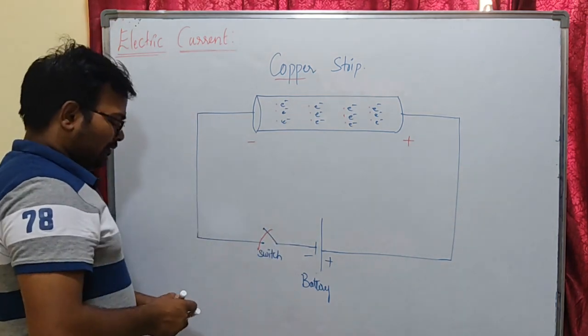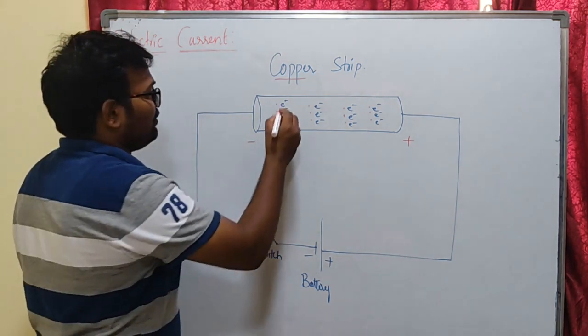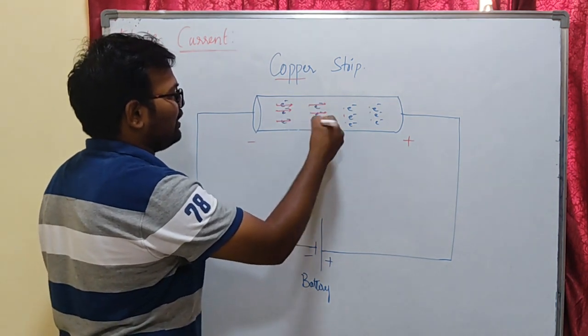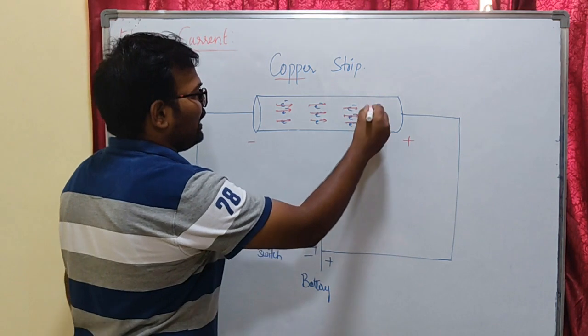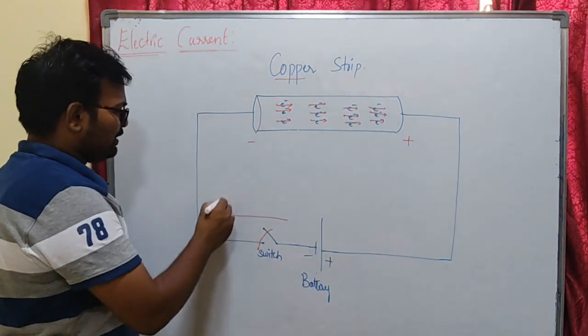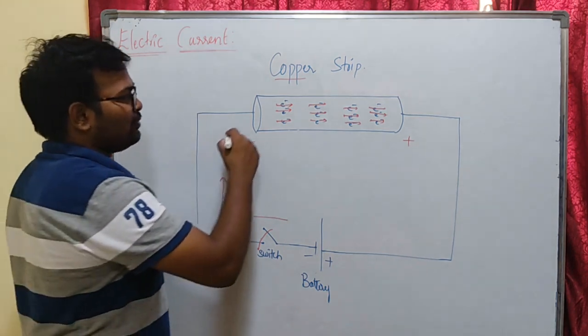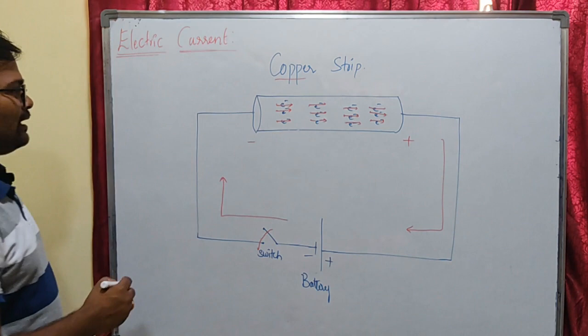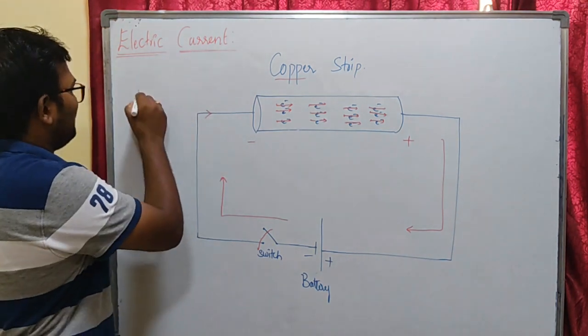That means our electrons now start flowing in this direction. Our electrons will be attracted by the positive terminal of the battery and repelled by the negative terminal of the battery. So I can say our current is flowing in this direction, and through the copper strip it comes back to the battery's positive terminal. So this is the direction of actual current.